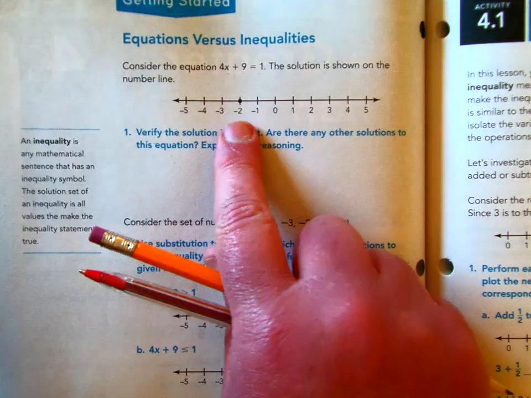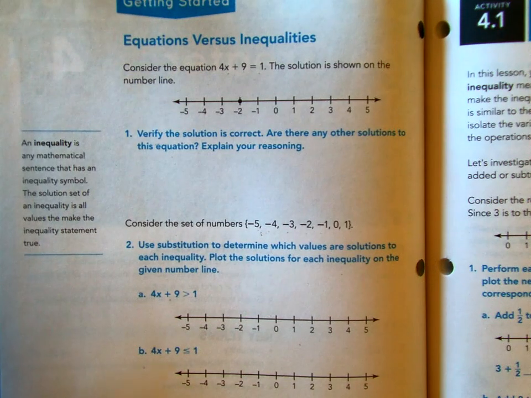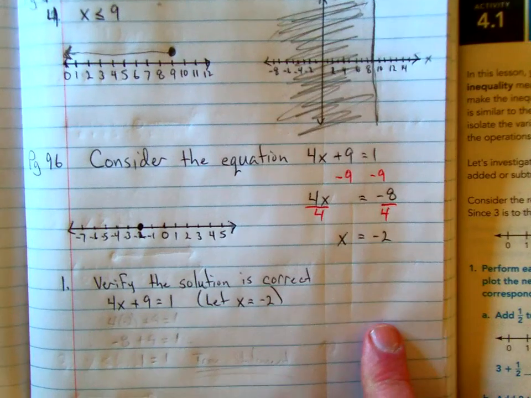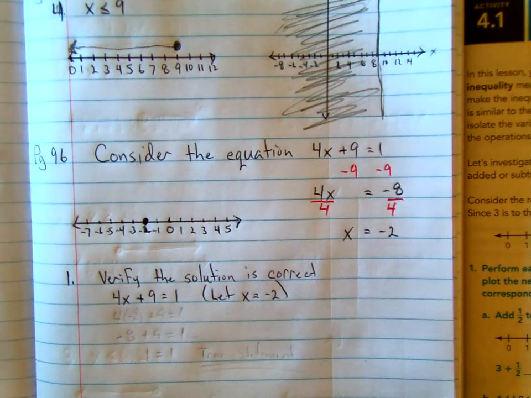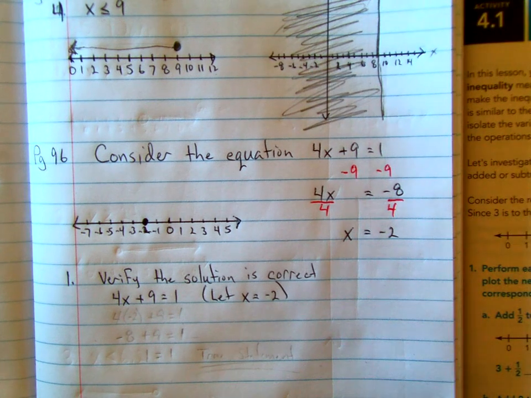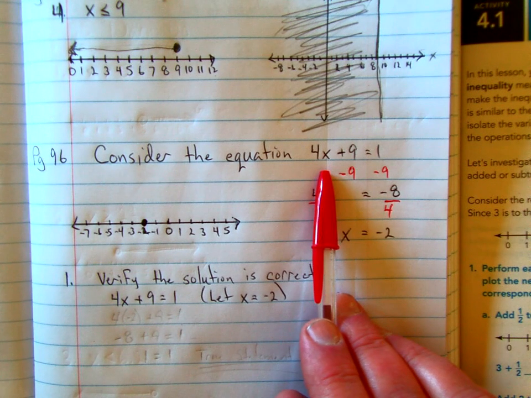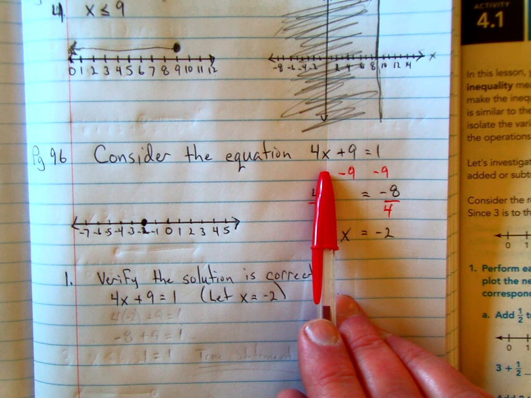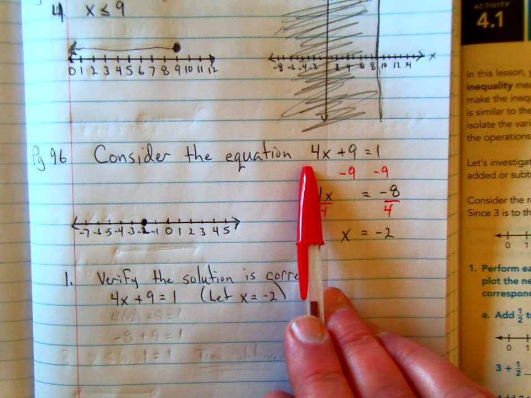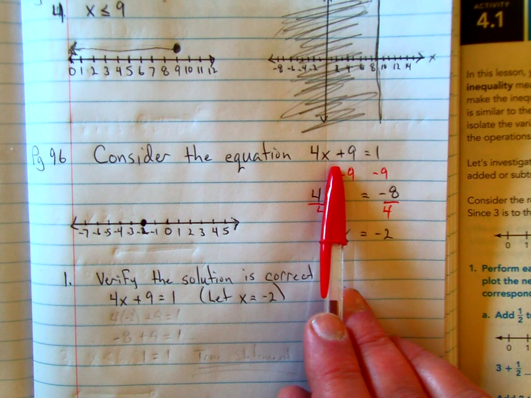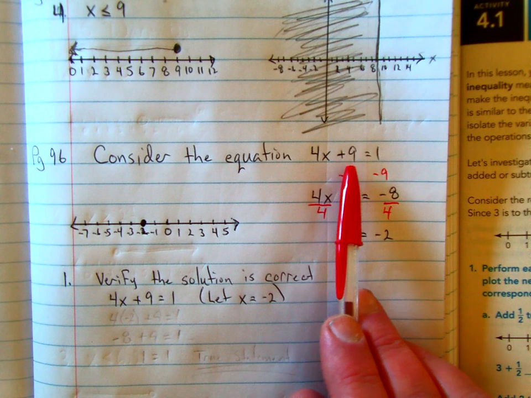Well, my first move, when I see an equation, I want to solve it for myself and verify and see if I get -2 as an answer. And so I took a look at 4x plus 9 equals 1. And I needed to get x all alone. I needed to isolate x. So x is being multiplied by a 4, and 9 is being added to that x.